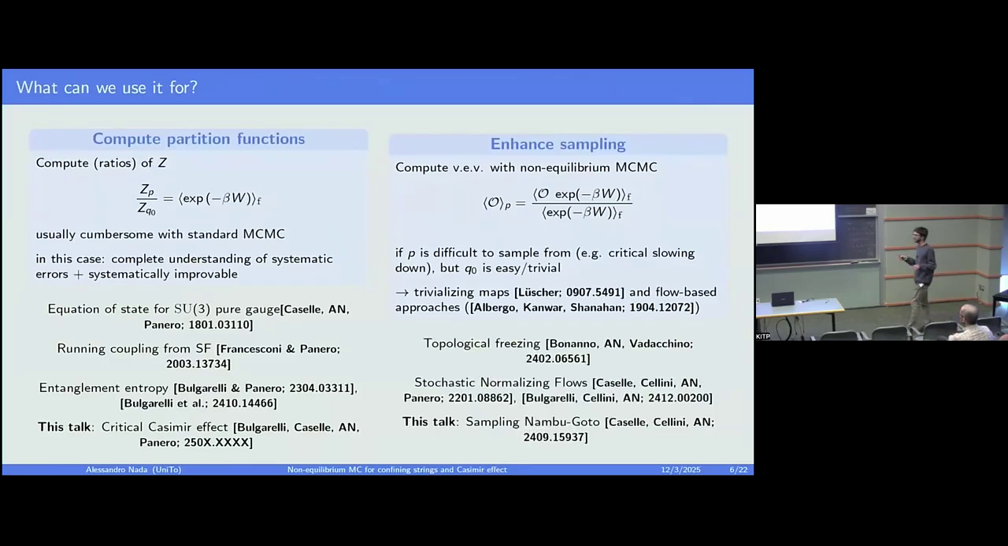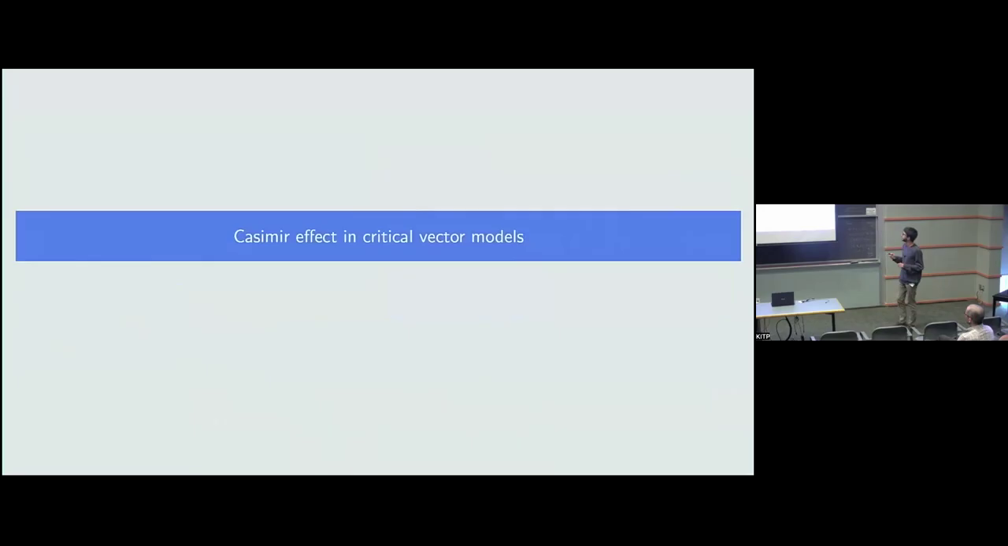Same framework, really. And we have already been using this with Claudio, who is in the audience, and also Davide, to attack topological freezing in CP^(N-1) models. The stochastic normalizing flows I will mention later. It's a generalization of all this business. And I will talk about this concerning the sampling of the Nambu-Goto string on the lattice in the second part of the talk. Okay, so Casimir effect.